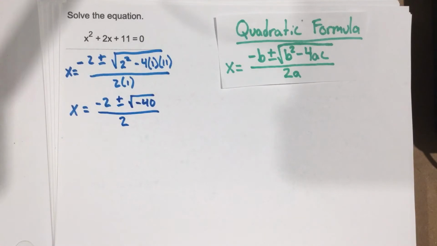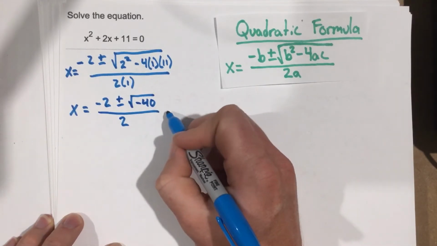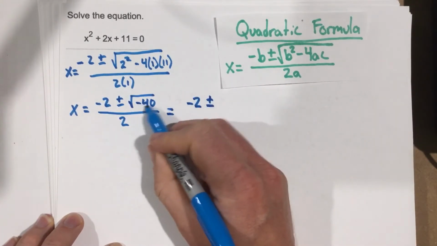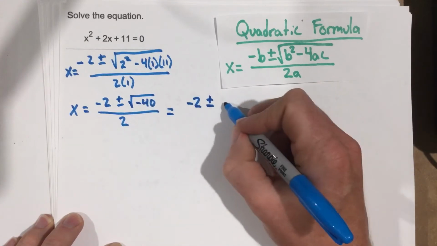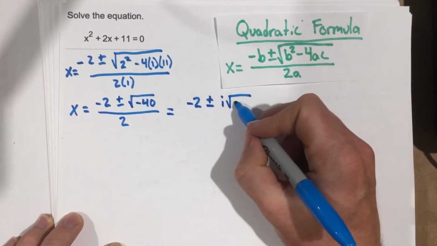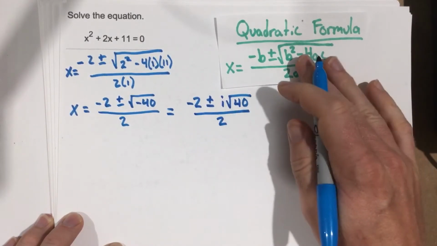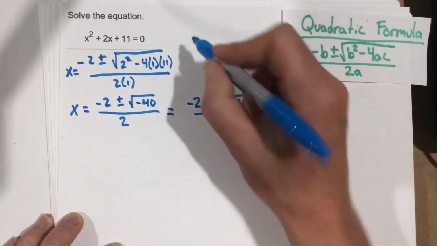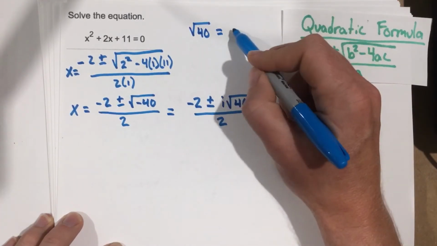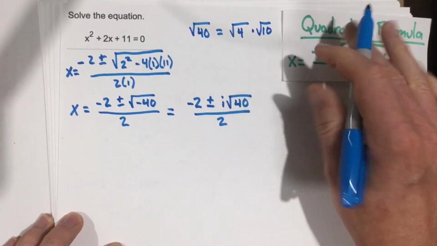Before I do that, let's go ahead and simplify this. This would equal negative 2 plus and minus. Because it's negative 40, I know there's a negative 1 in there. I can bring an i out, right? So I basically take care of the negative by writing i, root 40 over 2. Now I do have to check root 40. Can I simplify root 40? I know root 40 is root 4 times root 10.